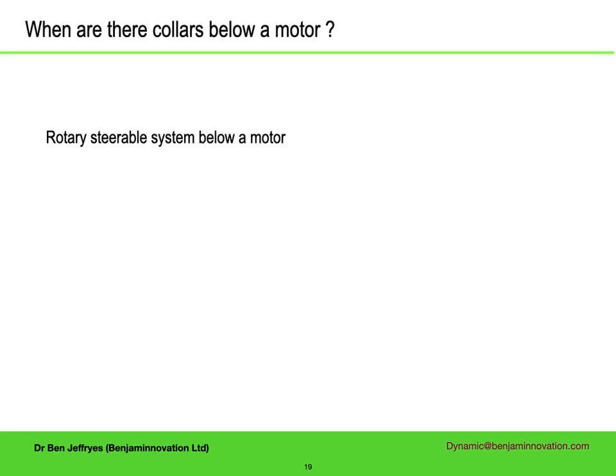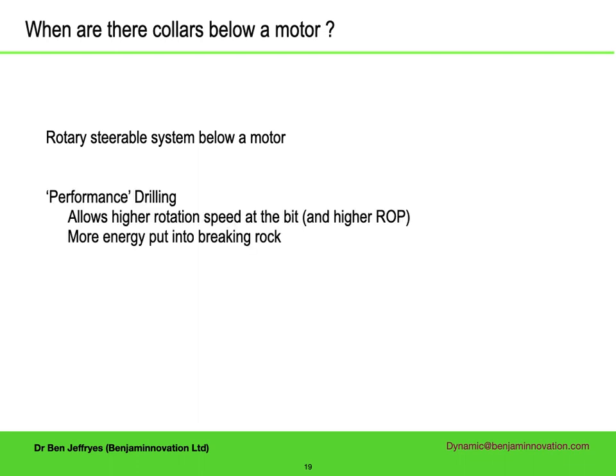So why should there be tubulars below a motor? It happens when you're drilling with both a motor and a rotary steerable system. Why would you want to do this? If you can steer with a rotary steerable, why add a motor? The main use case is for performance drilling, trying to drill rock as fast as possible. It allows higher rotation speeds at the bit, and in particular is useful if the well is very curved at any points, as this reduces the maximum rotation speed possible for the drill string due to strain cycle effects.